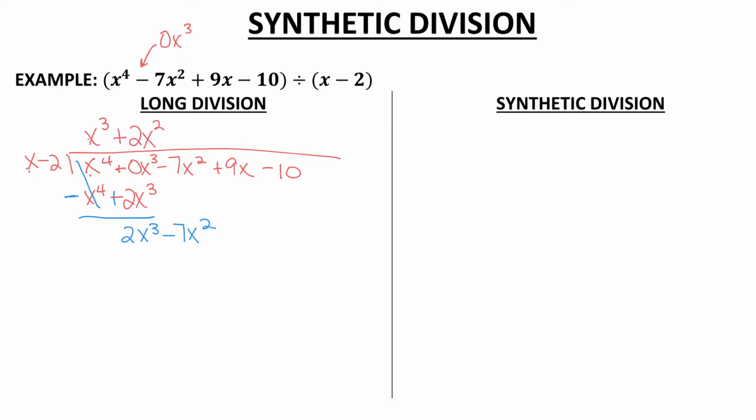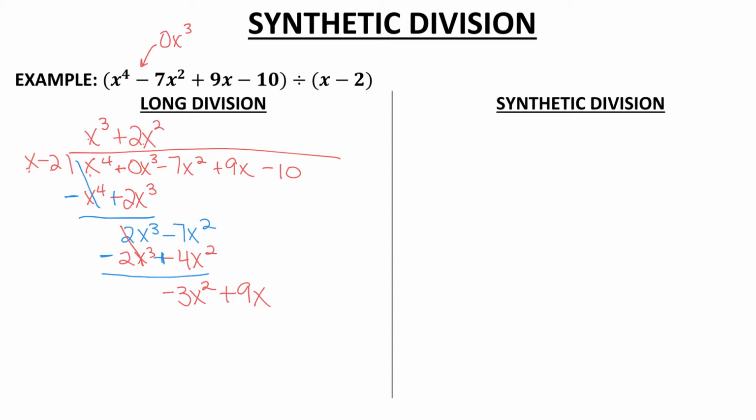And now multiply that. 2x squared times x would give you 2x to the third. 2x squared times a negative 2 gives you negative 4x squared. And then make sure that you draw your line and change your signs. Okay, now let's add those up. So these would cancel. This would give you a negative 3x squared. And go ahead and bring down your plus 9x.